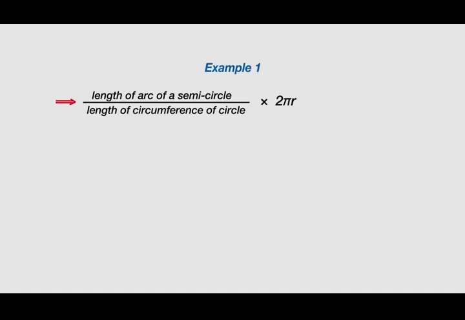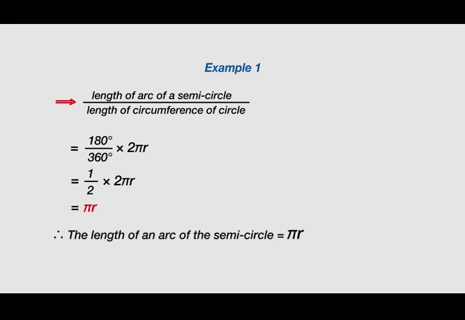So we have length of the arc of a semicircle divided by the length of the circumference of the whole circle, 2 pi r, to be equal to 180 over 360 times 2 pi r. Now this gives us half times 2 pi r to be equal to pi r. That means you've done a bit of simplifying on the other side. And therefore, the length of an arc of a semicircle is equal to pi r.